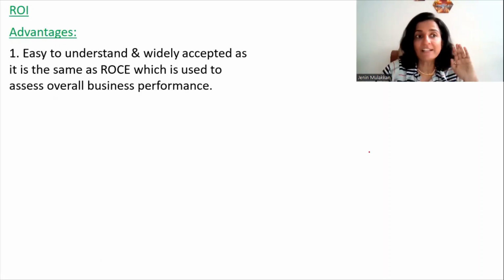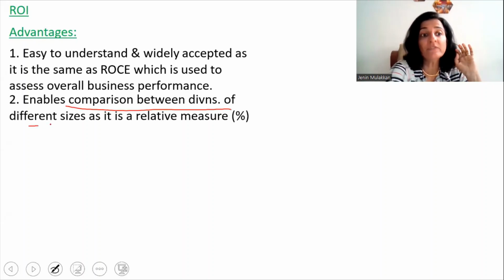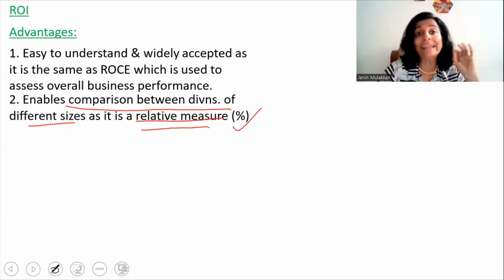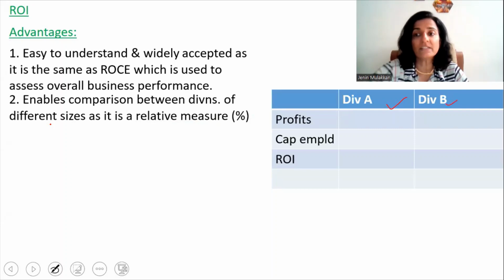The next advantage is it enables comparison between divisions of different sizes as it is a relative measure, or it is measured in percentage. Say there are two divisions, Division A and Division B. The profits of Division A is 50 and that of Division B is 400. Now, if you look at profits alone, we will think that Division B is performing better than Division A.